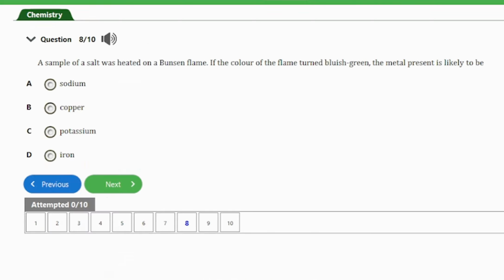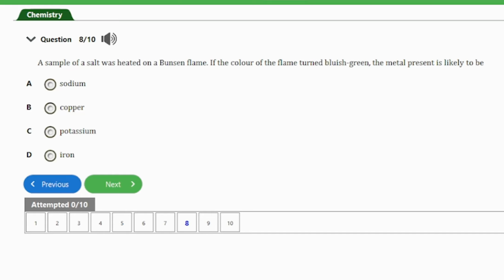So let's look at the next question, question number 8. It says, a sample of a salt was heated in a Bunsen flame. If the color of the flame turned bluish green, the metal present is likely to be A, sodium, B, copper, C, potassium, D, iron. So guys, the answer to this question is option B, and that's copper.